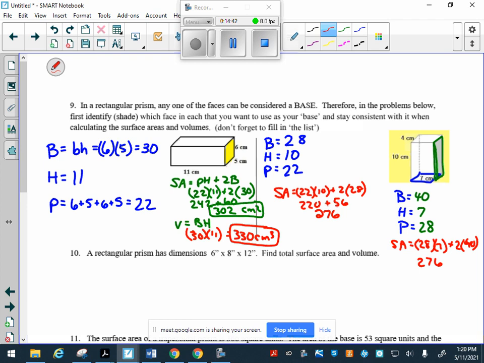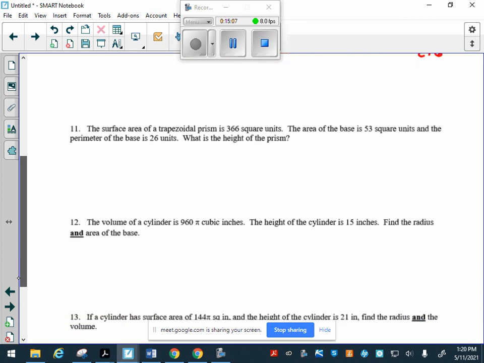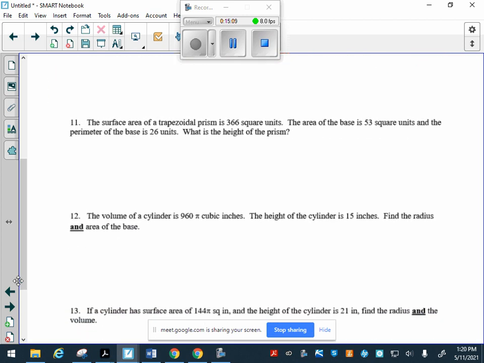Right? So the combinations will still work. So you should have gotten 276 for the surface area. Again, that's square centimeters, and volume would just be 280 cubic centimeters. Questions on that?